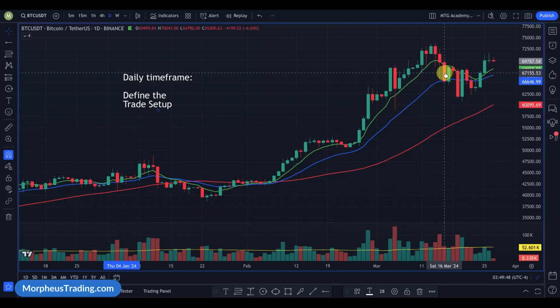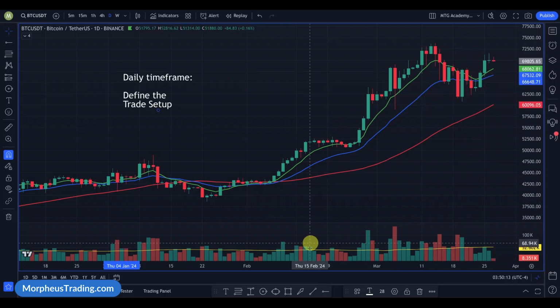After that pullback to the 20-day EMA, you can see that the price action in Bitcoin was rather choppy. And in fact, several days later, it had a huge dip below the 20-day EMA, washing all the way down to the prior breakout level, which you can see here. But that level held firmly. And now we see that the price action started to stabilize right after that big volatile move. Price action held the low.